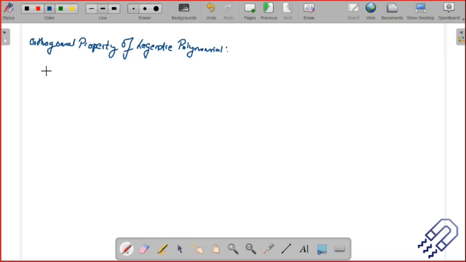There are different ways of asking this question. There are different forms of writing this question. Let me write down all those variations and then we will prove it. So the question might be, prove that.